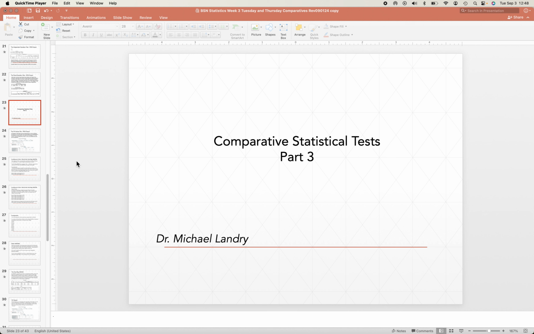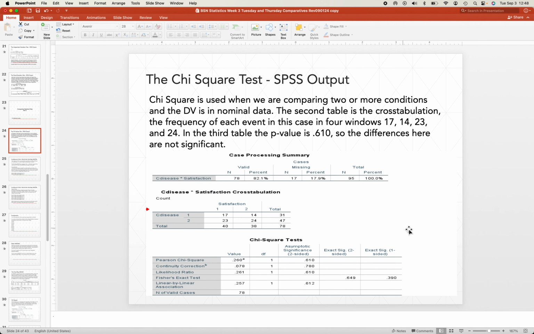And for the independent samples t-test, if we have nominal data, we use chi-square. And for the paired samples t-test, if we have nominal data in that pre-test, post-test design, we use a version of chi-square called the McNemar. I left off showing you the output we get from SPSS for a chi-square. I want you to notice something here.